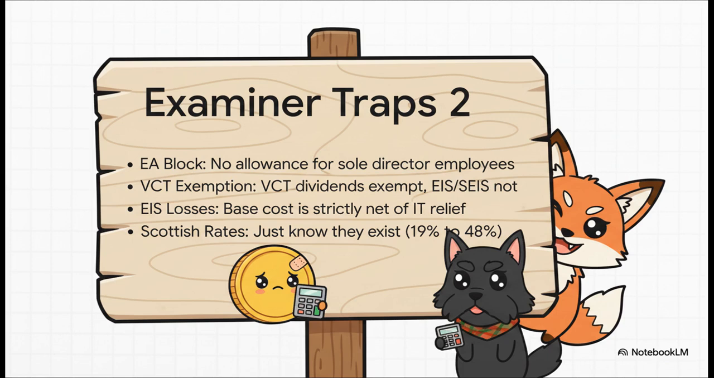And here's part 2 of your danger list. Remember that rule about sole directors not getting the employment allowance? Remember that only VCT dividends are exempt. Now this next one is crucial.